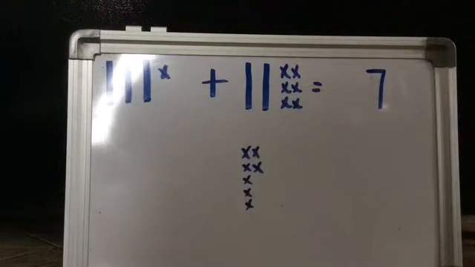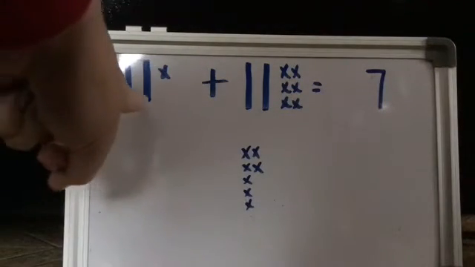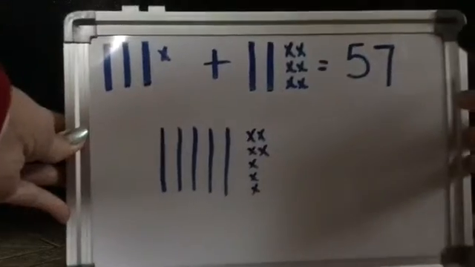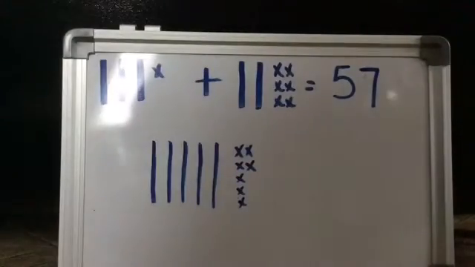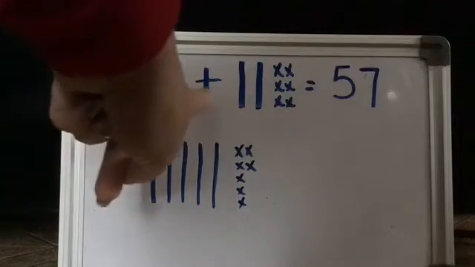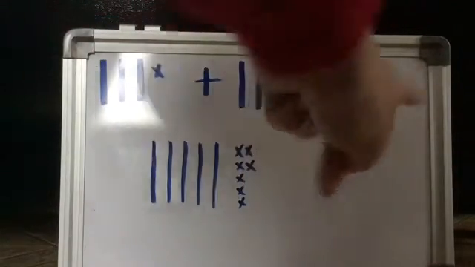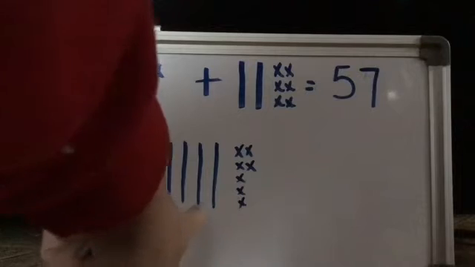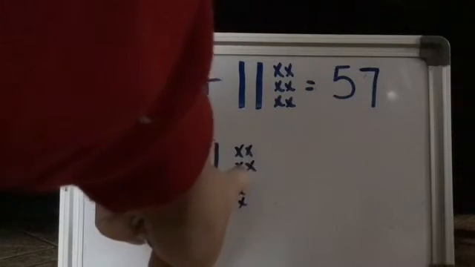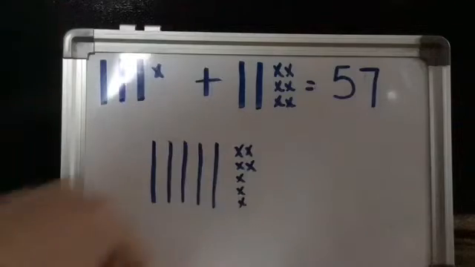I do the same thing with my rods, and I have 1, 2, 3, 4, 5. Now, if we're thinking about rods, we have to remember that they are not just 1, 2, 3, 4, 5. They mean 10. So I have 5 in the tens place, or 5 rods, which is the same thing as the number 50. So 31 plus 26 equals 57. 10, 20, 30, 40, 50, 51, 52, 53, 54, 55, 56, 57.